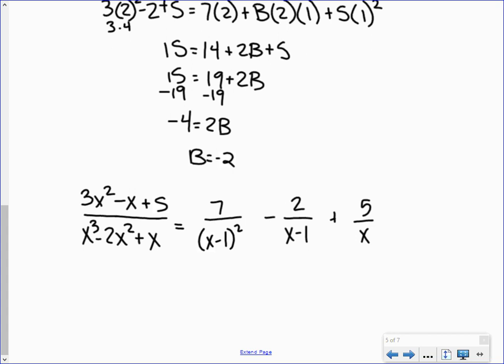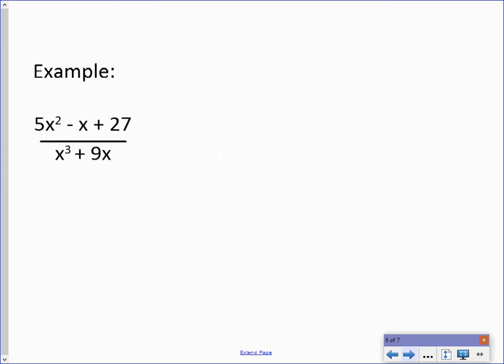We have one more example, one with a quadratic, okay? So one final example. We haven't set this one up yet. Okay, so 5x squared minus x plus 27 all over x cubed plus 9x. You go ahead and do the first 2 steps for partial fraction decomposition. See what you get. Talk it over with your group. Compare your answers. See if you agree.